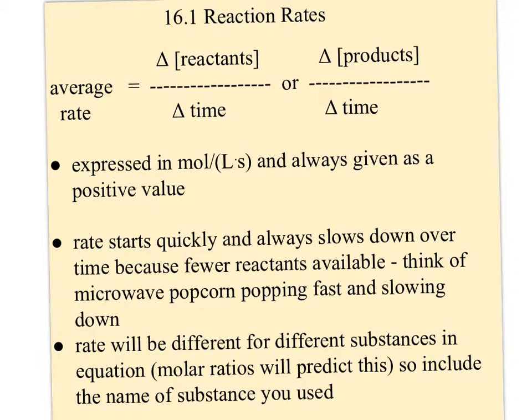So a couple more things to know about reaction rate and how to calculate them. It's expressed in moles per liter per second, and it's always given as a positive value. Even if your change is negative, like in the case of reactants decreasing, a rate is always a positive thing. You don't go a negative 30 miles per hour.